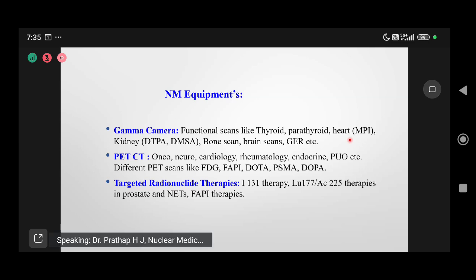Then coming to kidney scans, we have DTPA scans, by which we can know the GFR of each kidney, and DMSA scans to know about the scarring status, if there is any. Then bone scans, brain scans to know the foci of epilepsy, and GER scans for reflux studies. In PET, apart from onco-PET, there are other indications in rheumatology, cardiology to know about hibernating myocardium, and in neurology for dementia assessment and Parkinson's disease assessment.